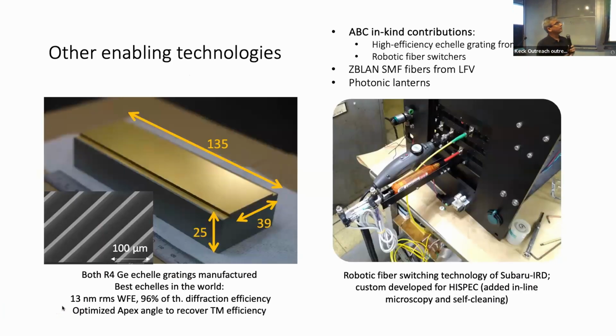These are the two contributions that I want to highlight from our partners from the Astrobiology Center. This is one of the single crystal germanium gratings. This is an exquisite grating. This shows a scanning electron microscope image of the grooves. They are just nearly flawless. So we're reaching the theoretical diffraction limit, very close, very low wavefront error. We've optimized the apex angle with rigorous coupled wave analysis to get the best efficiency from these gratings. We've also been prototyping robotic fiber switchers to decouple and recouple the single mode fibers and enable the switching.